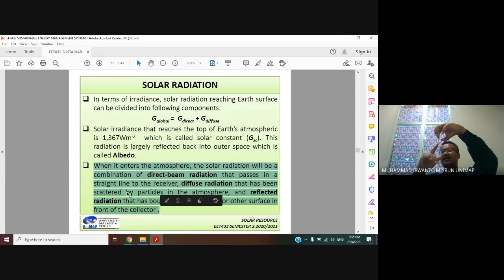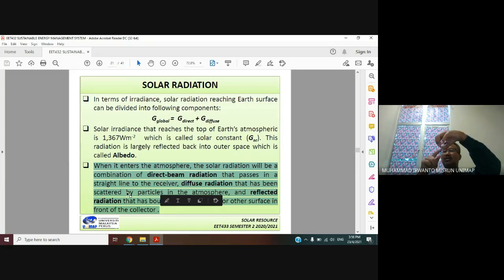If this radiation goes from the sun until arriving at the surface of the earth, nothing blocks its spread. So this solar radiation we can call direct solar radiation. Maybe there is cloud, there is water, which scatters it, and then it goes to the surface of the earth. This one we can call diffuse.